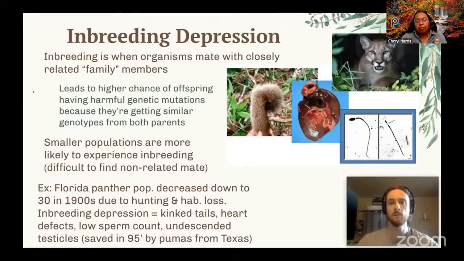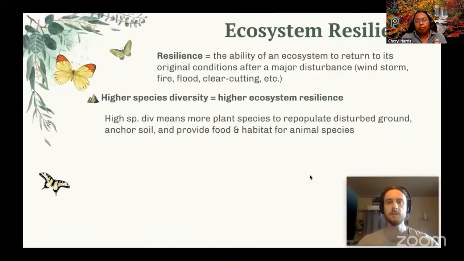Finally, we'll wrap up by talking about ecosystem resilience. So resilience is the ability of an ecosystem to return to its original condition after some sort of disturbance. So after a wildfire comes through and burns down most of the vegetation, or a hurricane comes through and uproots all of the plants and disturbs a lot of the soil. Just like high genetic diversity helps populations recover, high species diversity helps ecosystems recover.